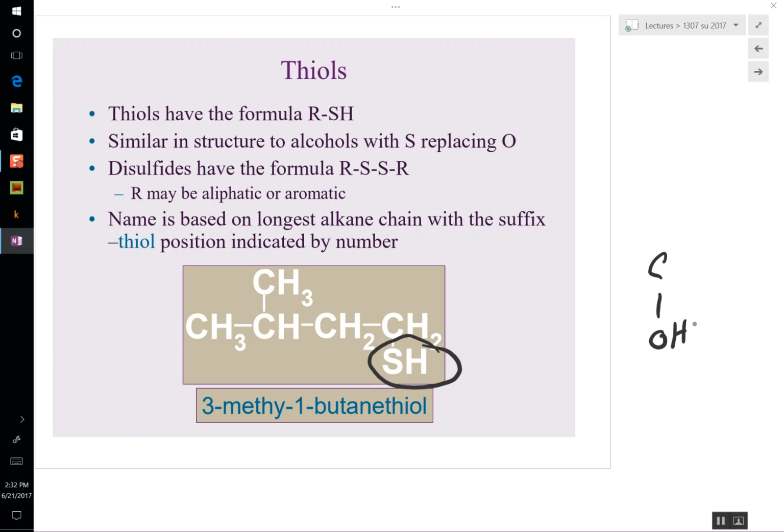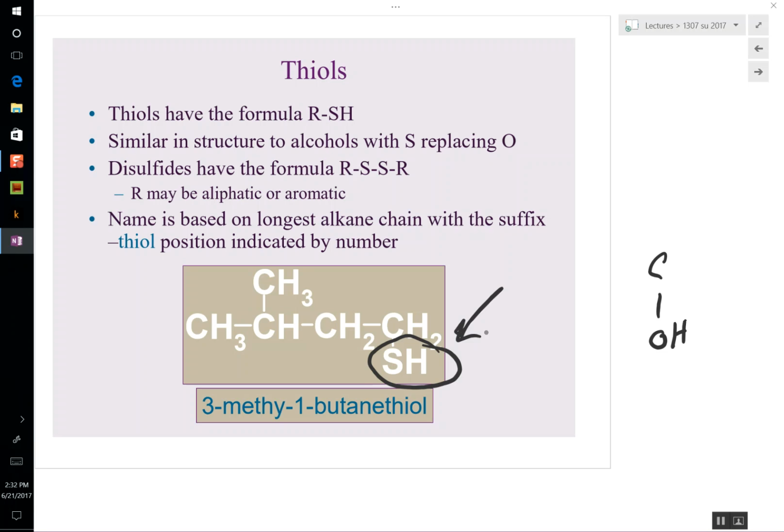You might have a question. Which of the following functional groups is a thiol? I can have an OH, an NH2, a bunch of stuff there, and an SH. You go, oh, the SH, that's the thiol right there. Sulfur is right below oxygen, so oxygen forms an OH group to make an alcohol. An SH group forms a thiol.